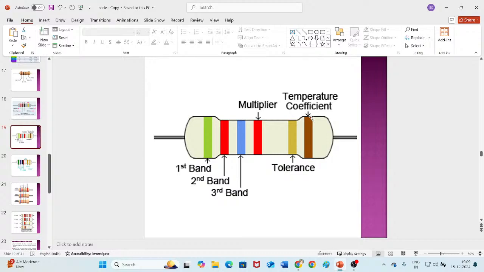Okay. So if you have this also you can do it. You just write down three digits in your table, multiplier value and tolerance. Temperature coefficient you need not write down. Okay.